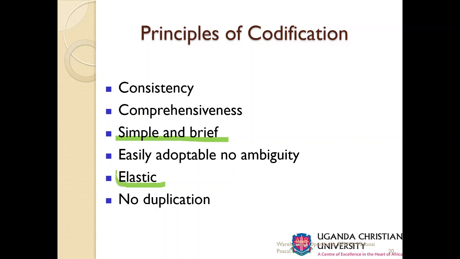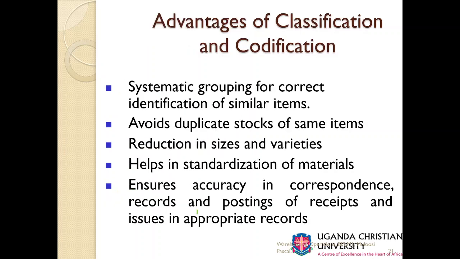Elastic to cater for all items in the warehouse. Like I said, whether there are 1,000 items or 20,000, the coding system needs to cater for them. And that is why we say there has got to be no duplication because the system should be elastic enough to cater for every item.